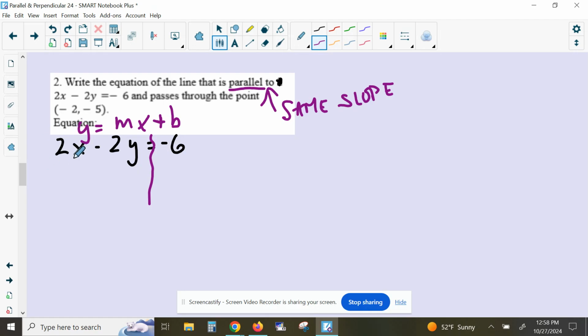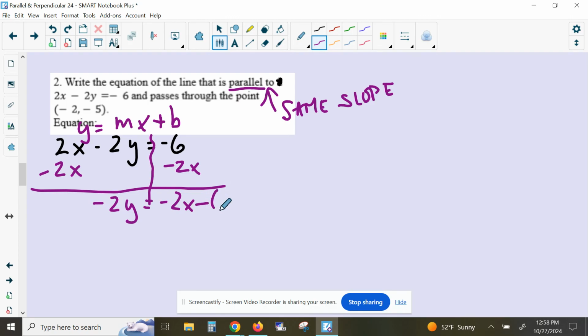So remember, if we want to take this whole term over, we're going to subtract 2x from both sides. Remember, don't lose that negative on this -2y is equal. Now these are not like terms, and I want the mx first. So I'm going to put the -2x first. And then I'm going to put the -6 second, or plus -6, either way.